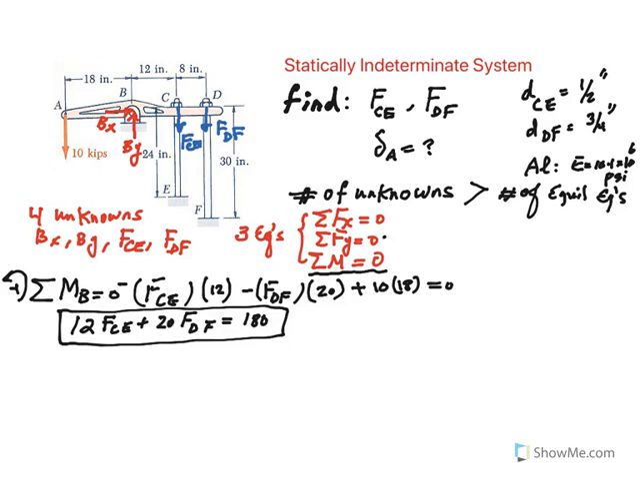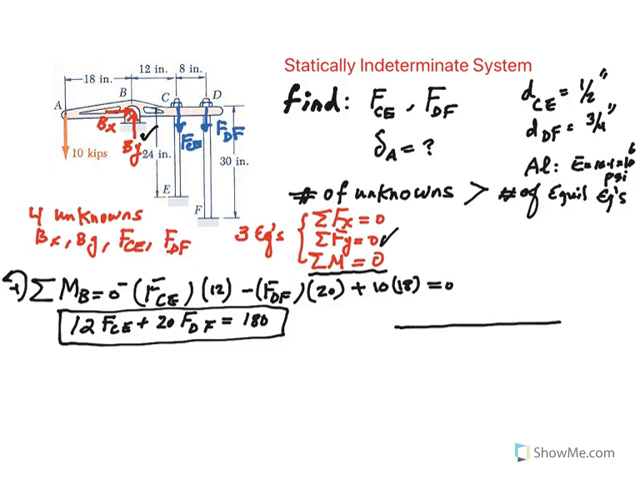It's not a good idea to use the sum of the forces in y equals 0 because you introduce another unknown, BY. So now, if I could somehow find the relation between the two unknown forces, then I'll be all set. I can solve this problem. That relation actually comes from the geometry.